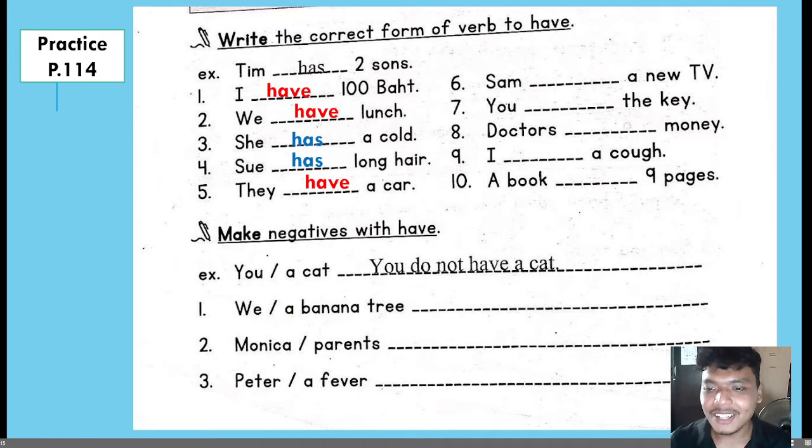Okay. So if you guys finish, teacher move to next. Next, number 6, Sam. Sam is one person. Sam we use with has. Sam has a new TV. Okay. Alright. Very good job, student.